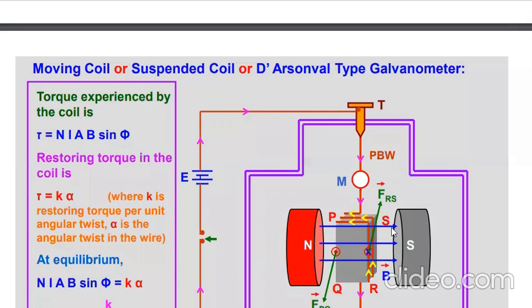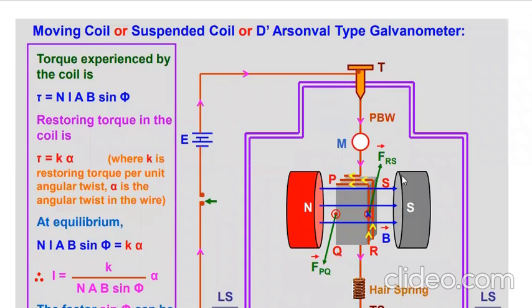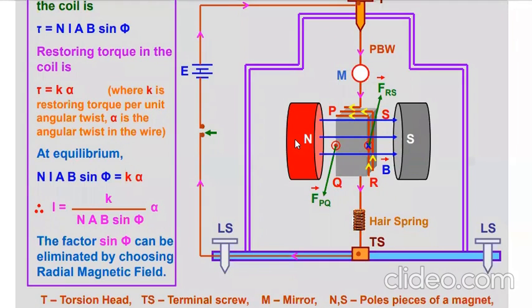Torque experienced by the coil. Look at the figure here. We take two magnets, one with south pole in this face and the other with north pole in this face, and in between these two magnets we place a rectangular coil fitted or pivoted over a solid frame, so that it can rotate about it. And here a pointer would be given.